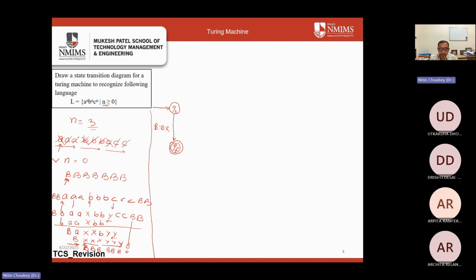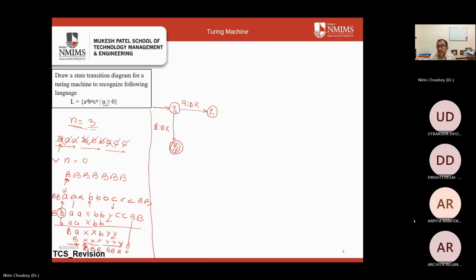So what next? Next is non-zero values of n, which will be indicated by the presence of A as the first symbol. So if the first symbol is A, replace that A with blank and move to right.